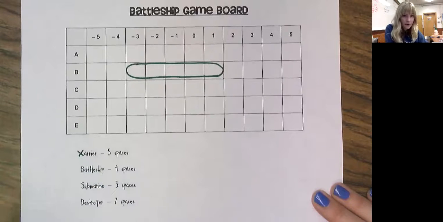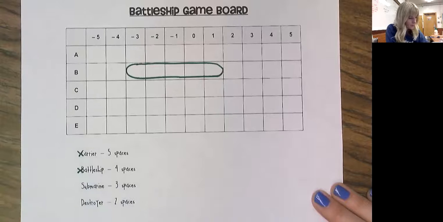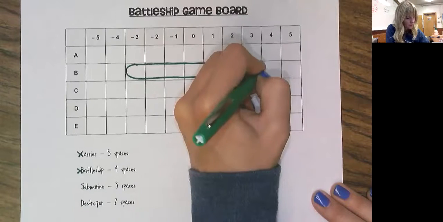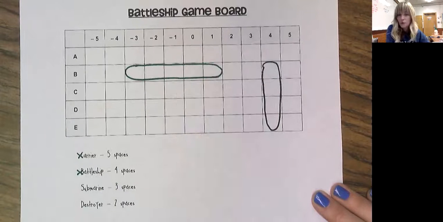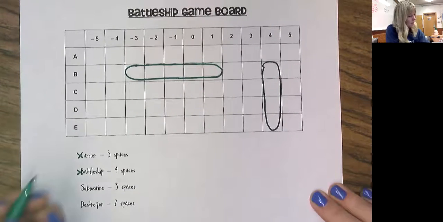So I did my carrier. I'm going to do a battleship, which is 4 spaces. Maybe that will come over here. Again, you should not be copying my location. You put it wherever you want so that your game board is unique from mine, so that I don't know where your ships are. I'm not supposed to know where your ships are.